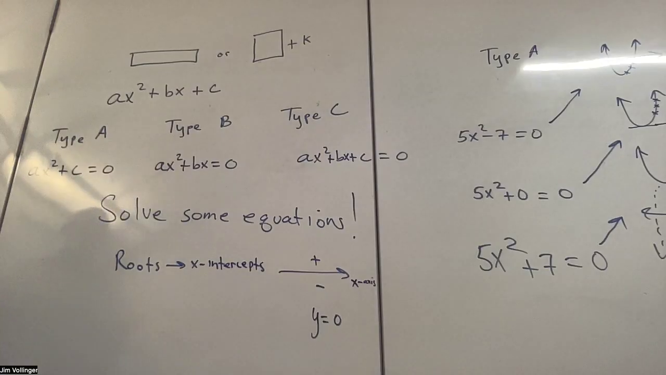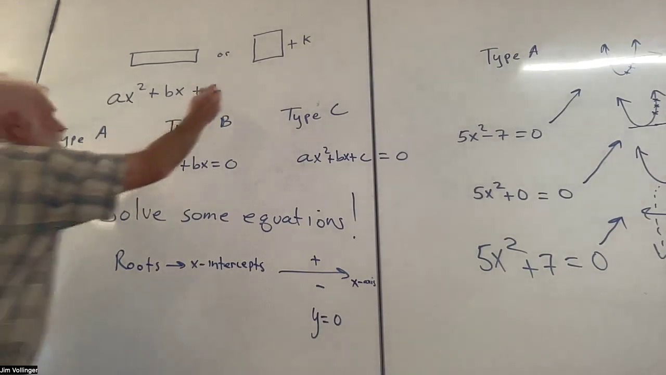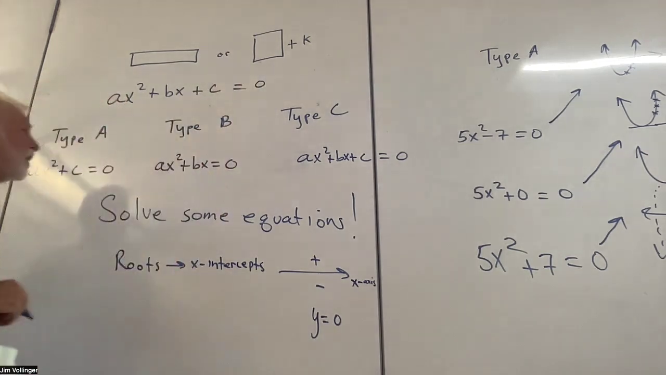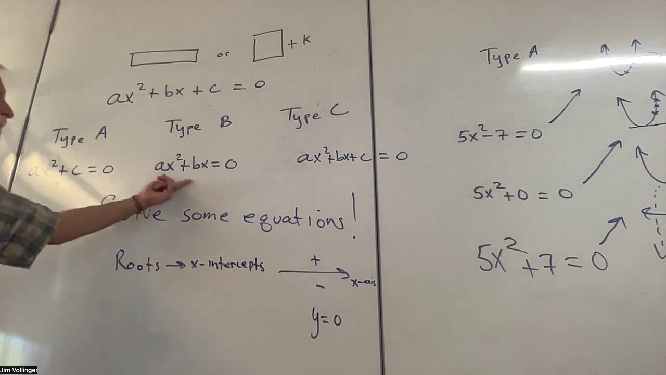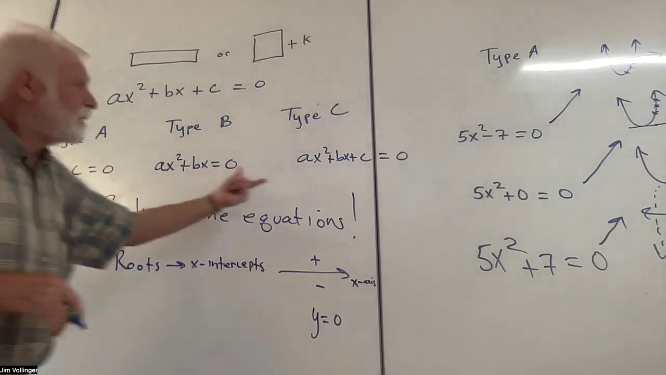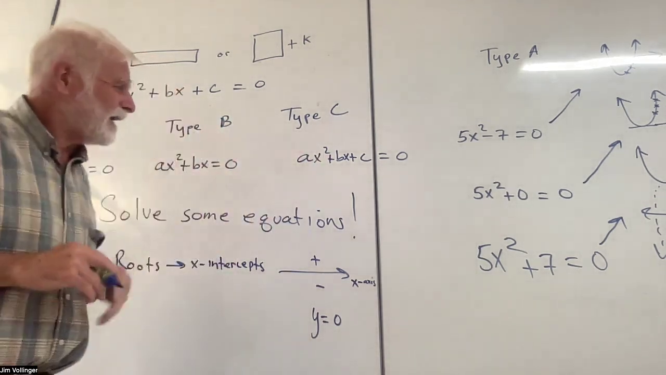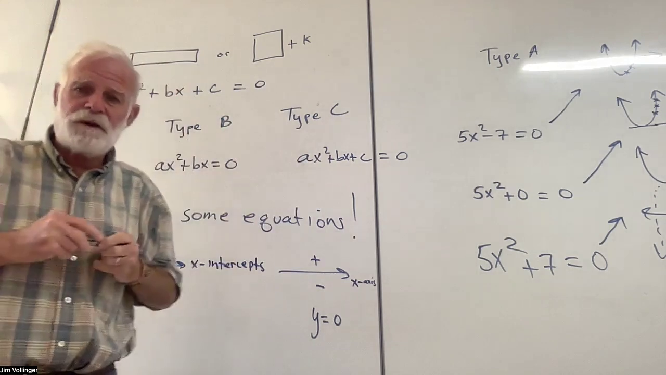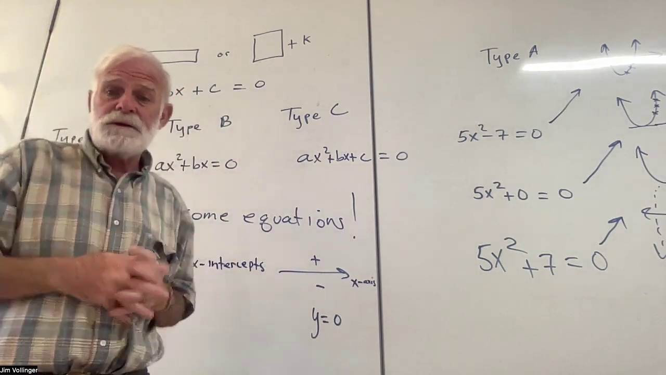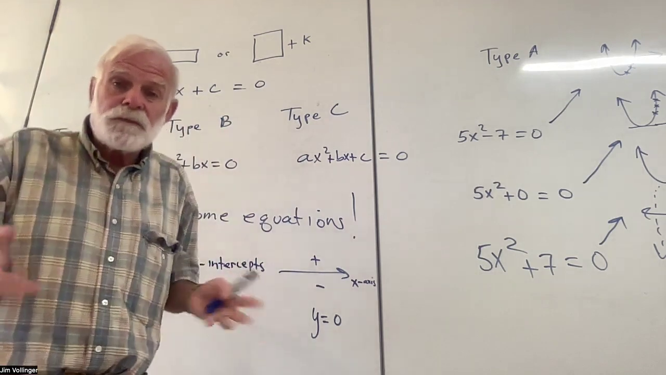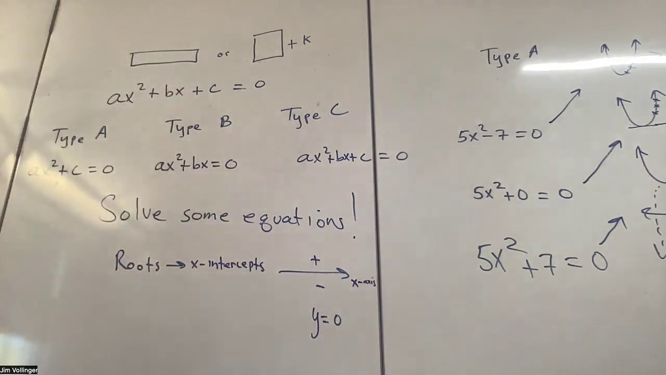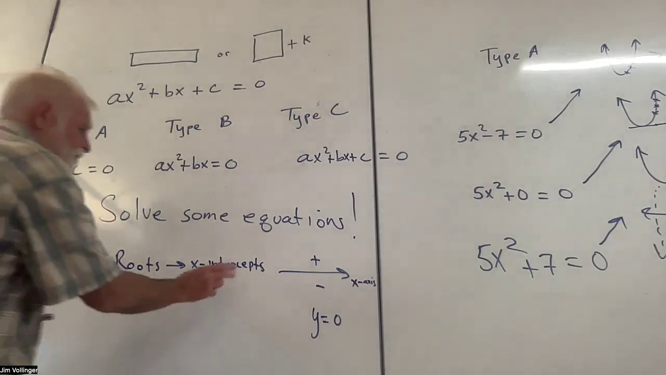There are three types of quadratic equations when we solve for equals 0. I like to call type A the one missing the linear term, type B missing the constant term, and type C all three terms. How we approach solving each, my rule is what's the simplest, easiest way, and that's what we'll try to do.